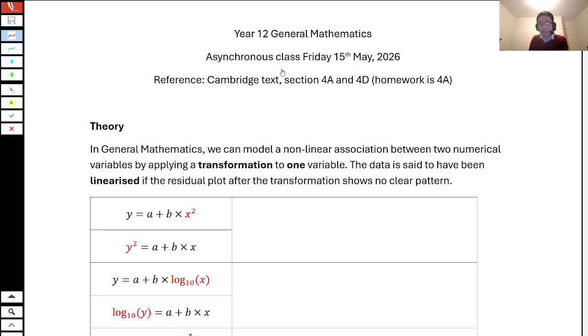Hi Year 12s. This video is designed to cover section 4A of the Cambridge textbook, which is the squared transformation.